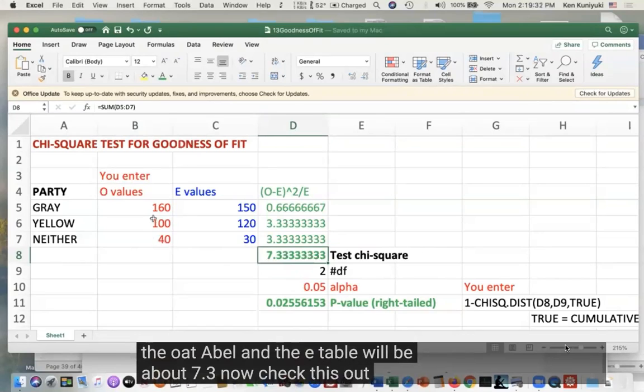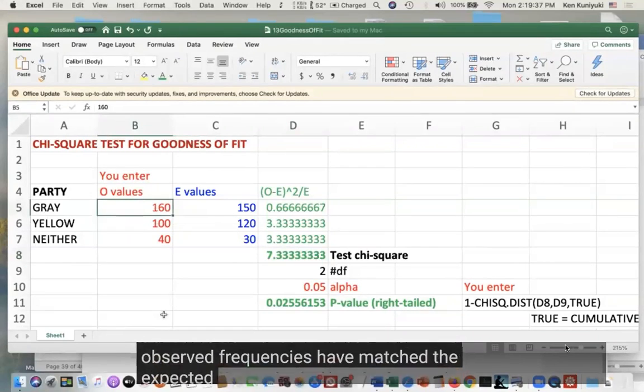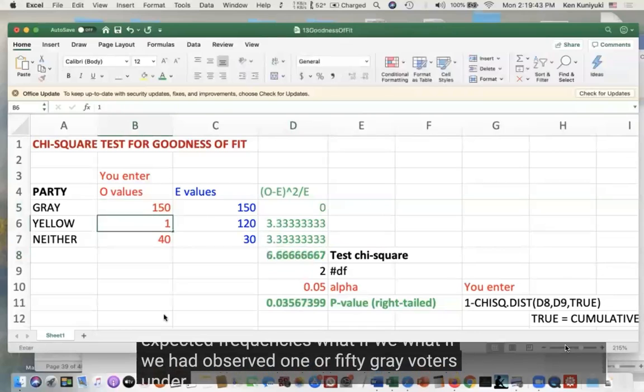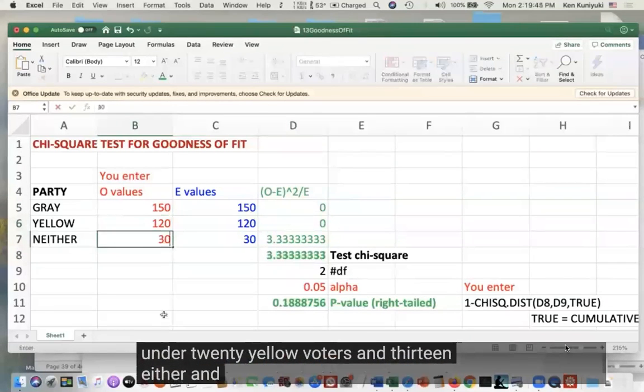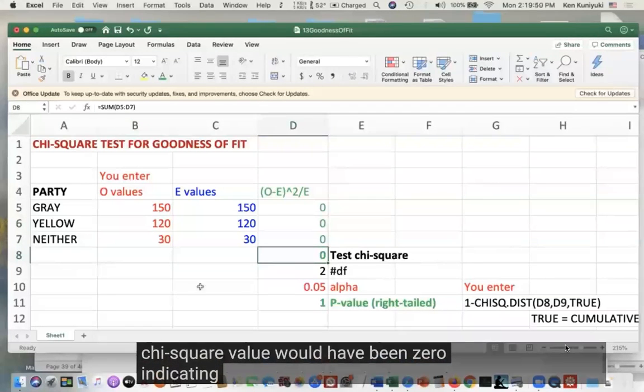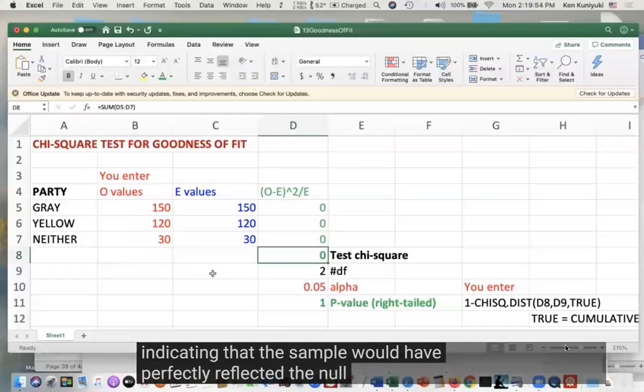Now check this out. What if the observed frequencies had matched the expected frequencies? What if we had observed 150 gray voters, 120 yellow voters, and 30 neither? And look at this. The test chi-square value would have been 0, indicating that the sample would have perfectly reflected the null hypothesis.